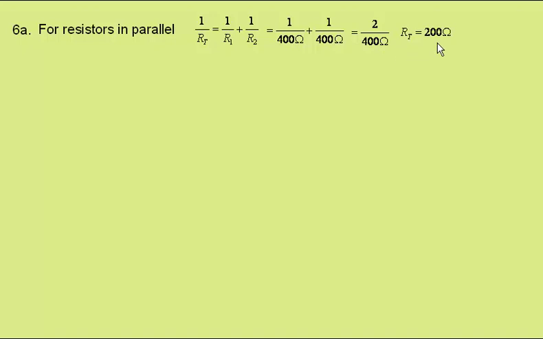Resistance total equals 200 ohms. This is for the two resistors in parallel. But they are also in series with the 25 ohm resistor, giving a total resistance of 225 ohms.